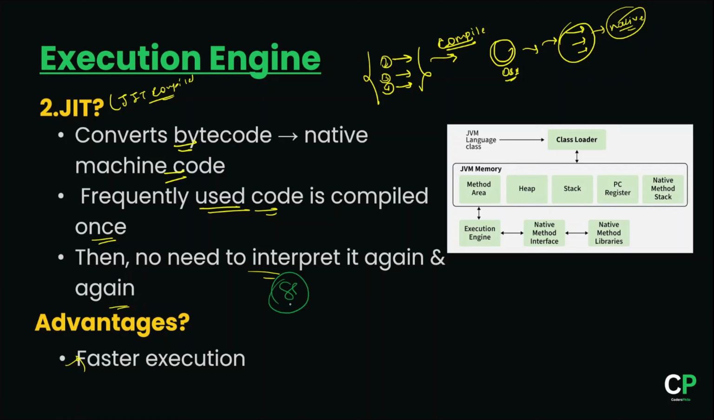This is the advantage of the just-in-time compiler. It first identifies the most frequently used part of the code, compiles it into machine code, and then there is no need to interpret it again and again; it is used directly in our program. So it results in faster execution. That is its advantage.